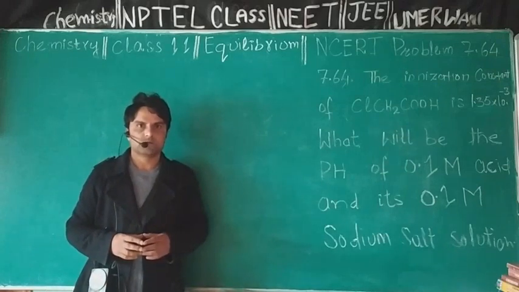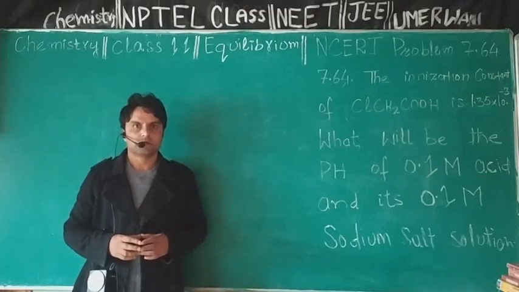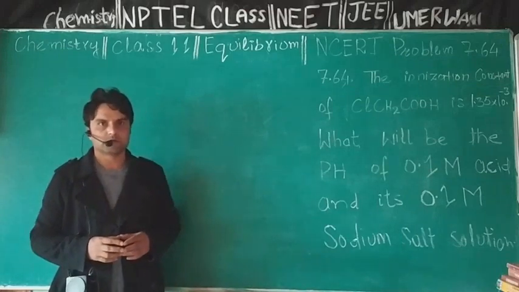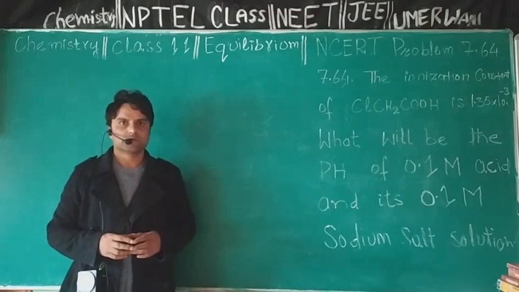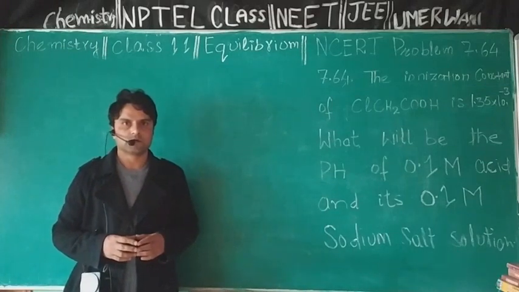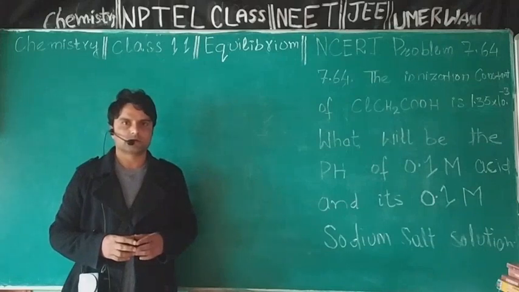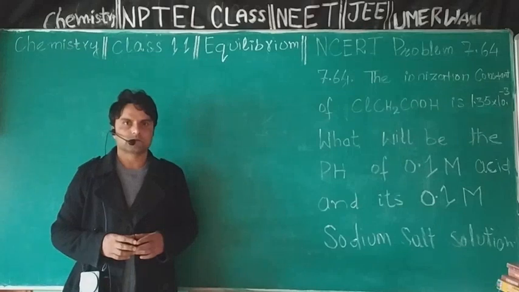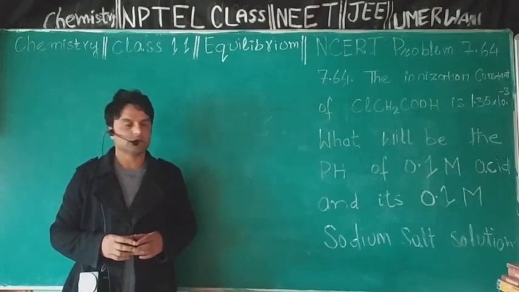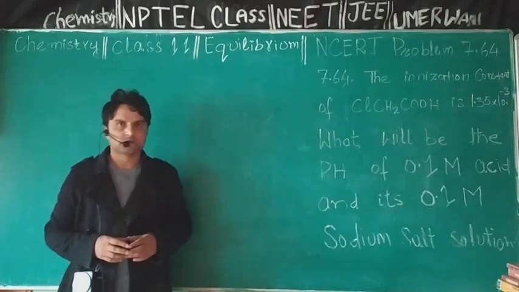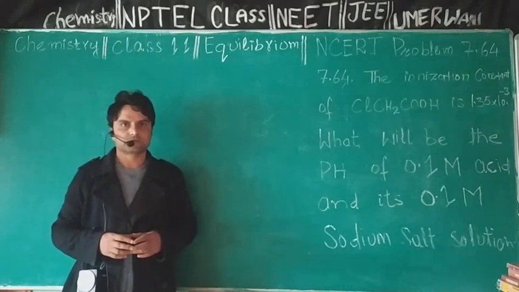Today's chemistry problem is we need to calculate the pH of 0.1 molar solution of chloroacetic acid and pH of 0.1 molar solution of sodium salt of chloroacetic acid. It is given that acid dissociation constant of chloroacetic acid is 1.35 into 10 raised power minus 3.